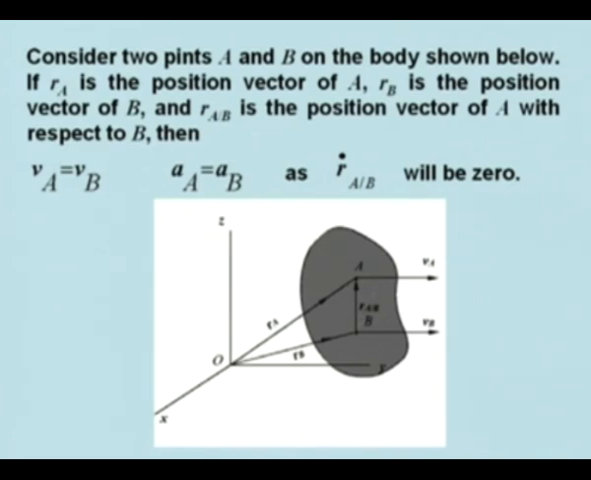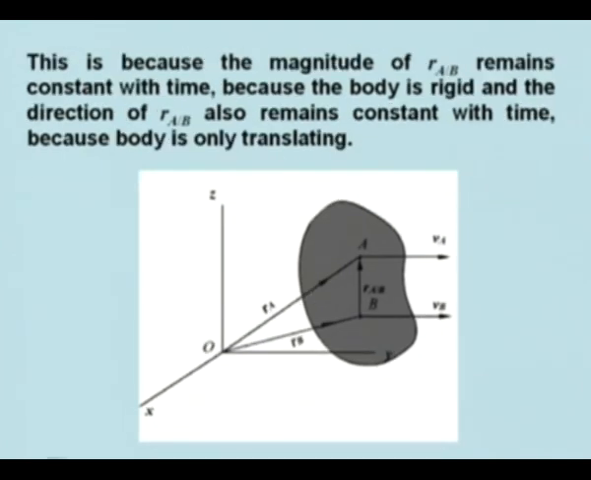So, if you take the derivative, you can say that R dot A will be equal to R dot B, that means VA is equal to VB. Therefore, any 2 points on the body will have the same velocity because R dot A/B will be 0. Similarly, if we take the derivative of this, we can say that A_A is equal to A_B. Therefore, the acceleration of 2 particles will be the same. That is the specialty of translation.